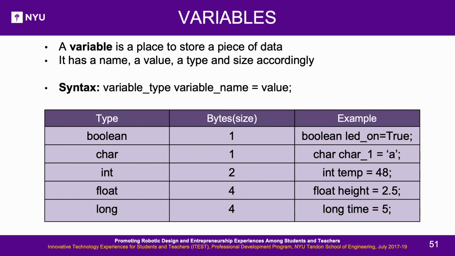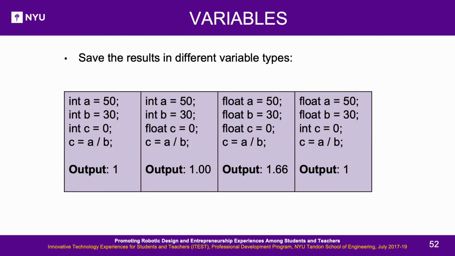Integer type is of size 2 bytes and stores positive and negative integer values from -32768 to 32767. Float is of size 4 bytes, which stores positive and negative decimal numbers. Long is of size 4 bytes, which is a higher storage type for integer, which stores numbers from -2,147,483,648 to 2,147,483,647. Let us see a few examples here.